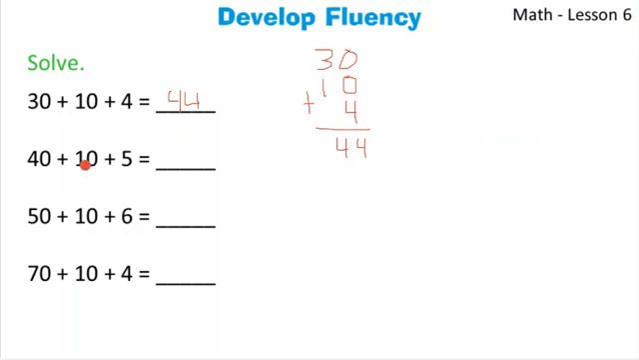40, 50 plus 5 is 55. 50 plus 10 is 60, plus 6 ones is going to be 66. And then we have 70 plus 10 plus 4. So 70 plus 10 more is 80, plus 4 is 84. I hope that your answers are what I just wrote down here.